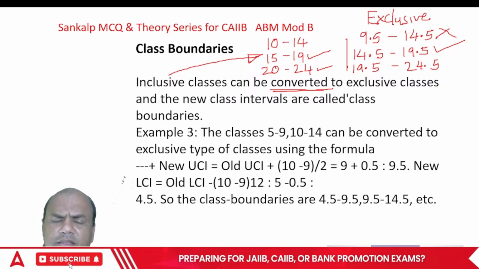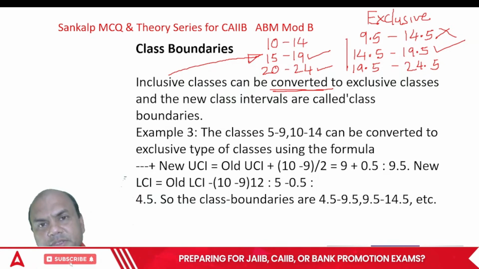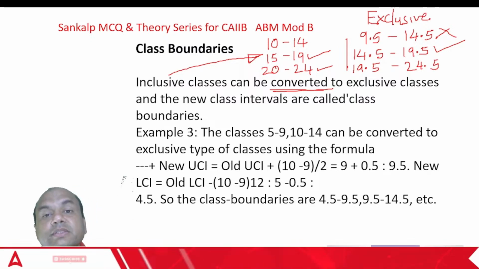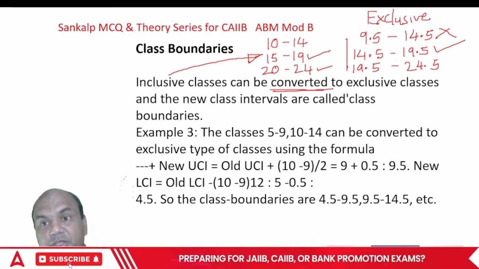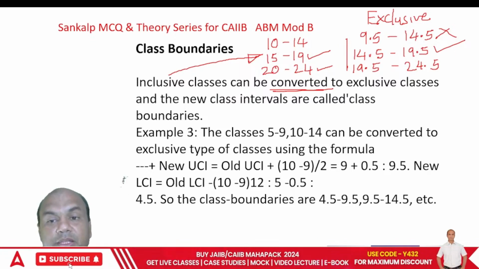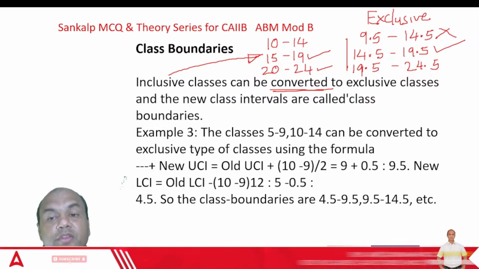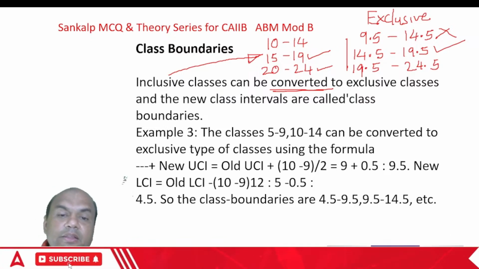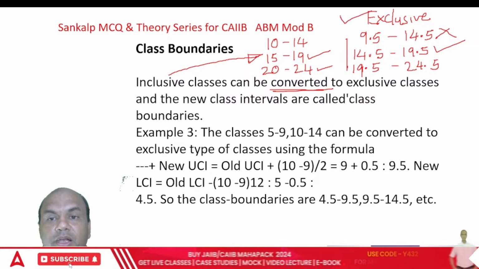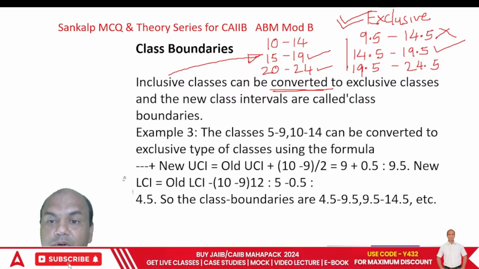So in this case, generally what we follow in your CAIIB is, we follow that any number which is on the boundary will always be included in the next class. Means 14.5, I'll be including it over here. 19.5, I'll be including it over here. Okay, so that is the meaning of exclusive and inclusive. While solving any numerical, this is the important discrimination.